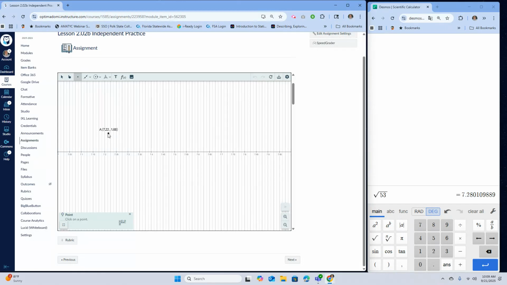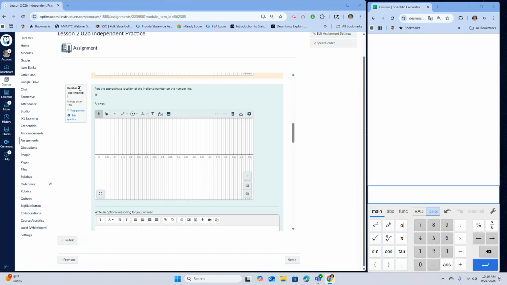Now, the cool thing about this tool is it shows me the coordinates, especially look at the first number in the parentheses, 7.2. See, now it says 7.21, 7.23, 24, 25, 26, 27. That was 27 and 28. That's more or less where I would put the decimal point for the square root of 53. And that's how you do this problem number 1. Let's go to the next one.